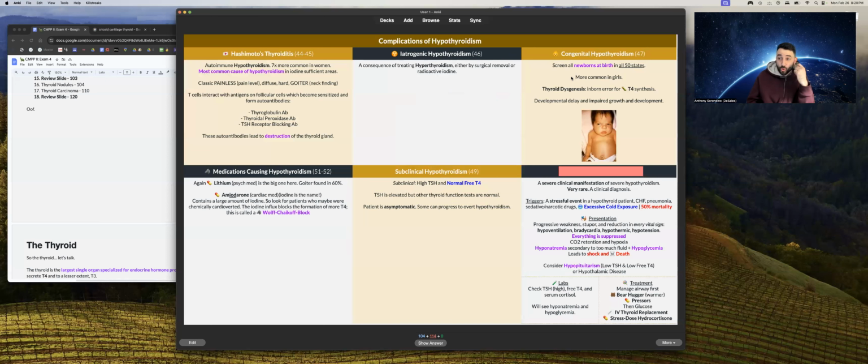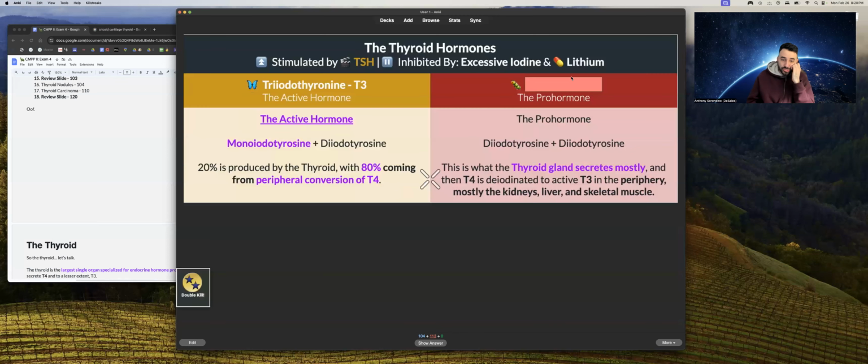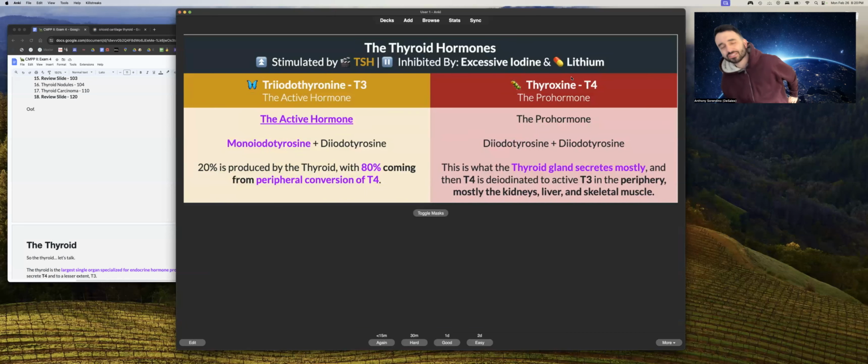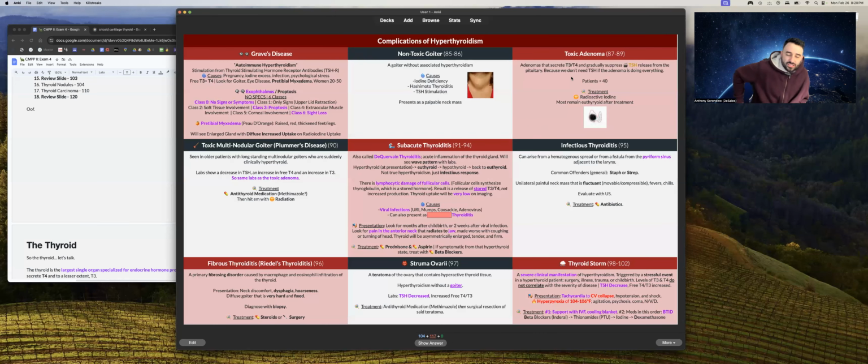We still have 104 new cards we have to see, so we're not out of the woods yet with this. This is myxedema coma, but we are sending cards to tomorrow, which is good. T4, the pro hormone. What's it called though? Thyrine? Thyroxine. What is thyrine?